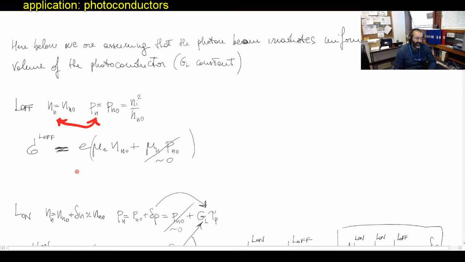Effectively, the conductivity of this piece of material, which we demonstrated when we did mobility and drift for a piece of semiconductor, can be written in this way. But because Pn0 is negligible, this term is effectively zero. So really, the conductivity is given by this quantity when there is no light hitting the conductor.